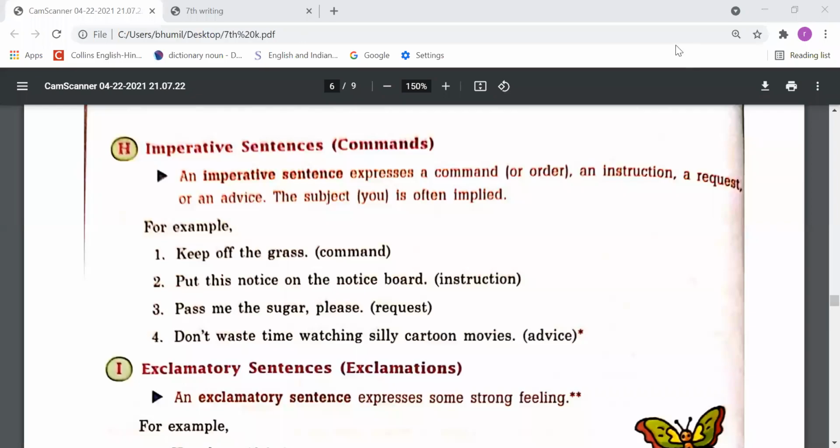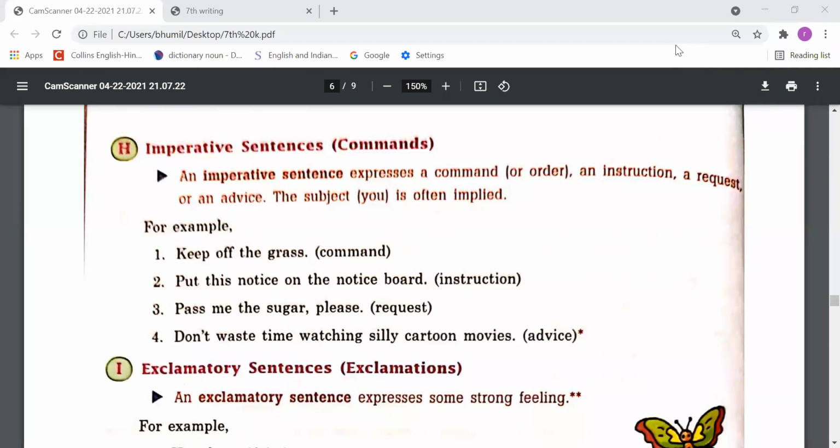Good morning, everyone. This is your English class, and today we are going to study the rest of the first chapter of our grammar book, the sentence. This is the chapter we are studying. So today we need to open page number 6.